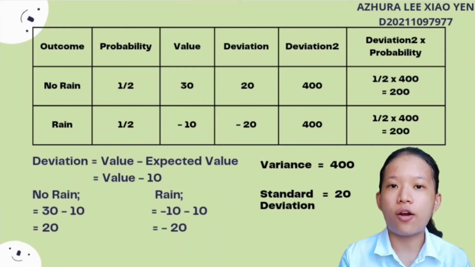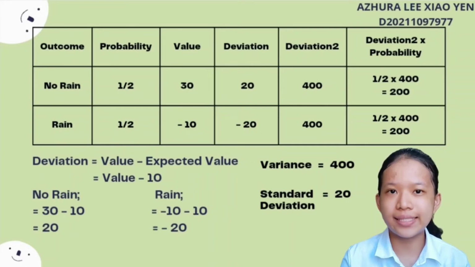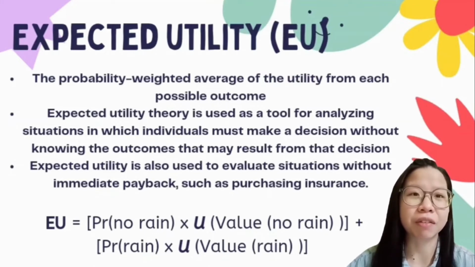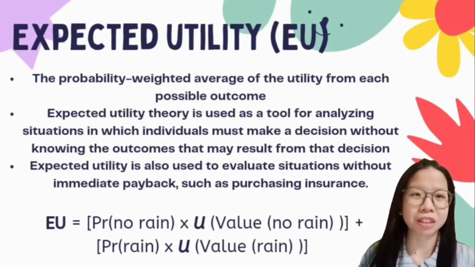While the expected value is constant, the smaller the standard deviation or variance, the smaller the risk. Next is the expected utility, EU. The expected utility is the probability weighted average of the utility from each possible outcome. Expected utility theory is used as a tool for analyzing situations in which individuals must make a decision without knowing the outcomes that may result from that decision. Expected utility is also used to evaluate situations without immediate payback, such as purchasing insurance.